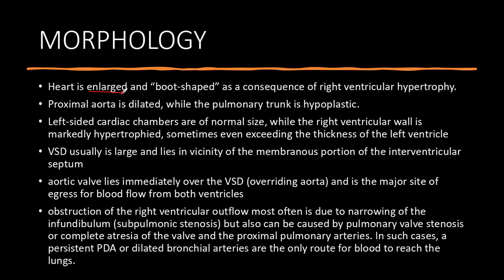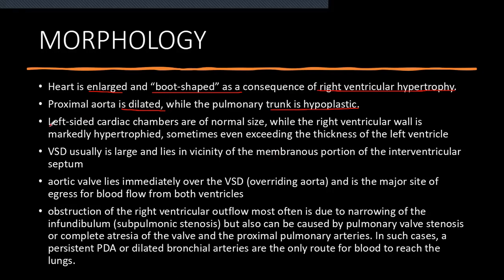The heart is usually enlarged and boot-shaped due to right ventricular hypertrophy. I'll be showing you that. The proximal aorta is dilated, whereas the pulmonary trunk is usually hypoplastic. The left-sided cardiac chambers are of normal size, but the right ventricular wall is hypertrophied. Even at times, its thickness exceeds that of the left ventricle.